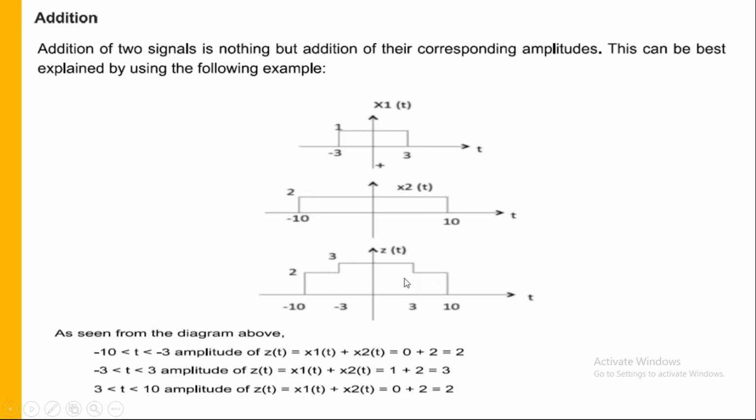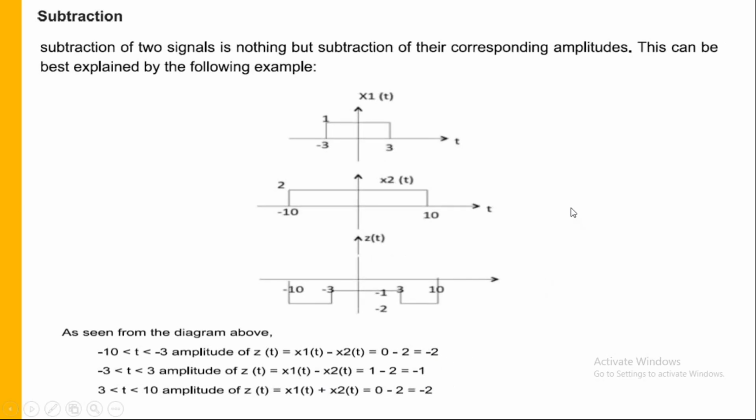But from minus 3 to 3, since both are there, you have to add the amplitude of x1 of t as well as x2 of t. Then it becomes 2 plus 1, it becomes 3. So I have given this mathematical analysis and how it looks like. You just observe it. Then we can have the next one, which is subtraction.